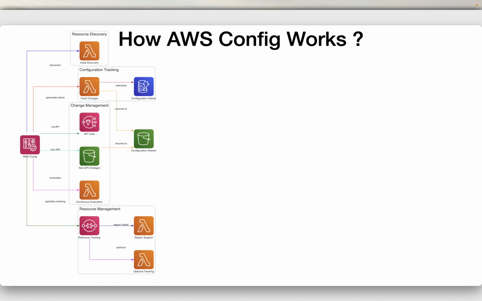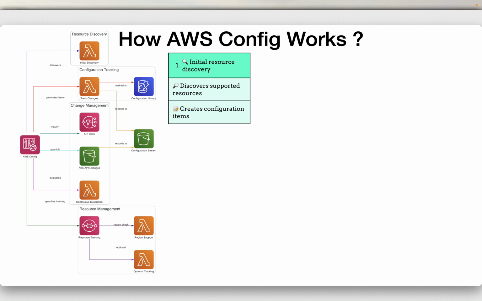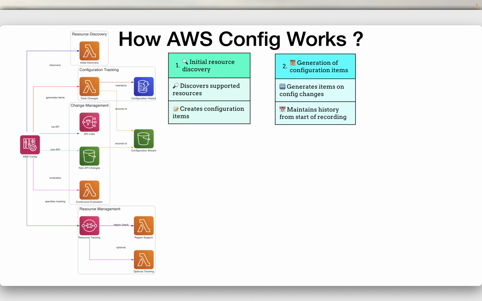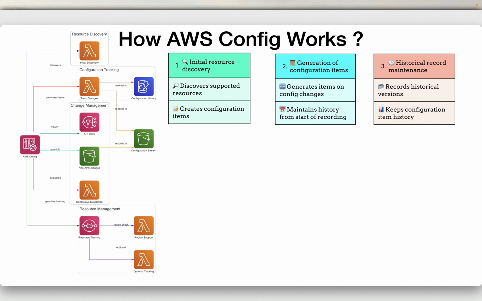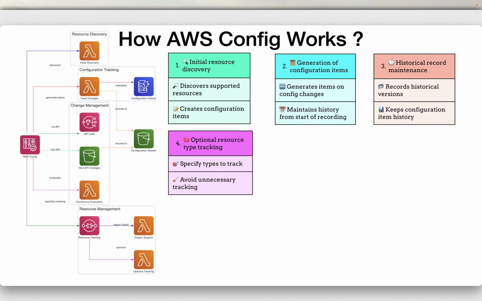Okay, how AWS Config works. AWS Config starts by discovering supported resources within your account and creates a configuration item for each. It generates configuration items for each resource when its configuration changes, maintaining history from the start of recording. AWS Config records and keeps historical versions of each resource's configuration items. You can specify which resource types AWS Config should track, avoiding unnecessary tracking.